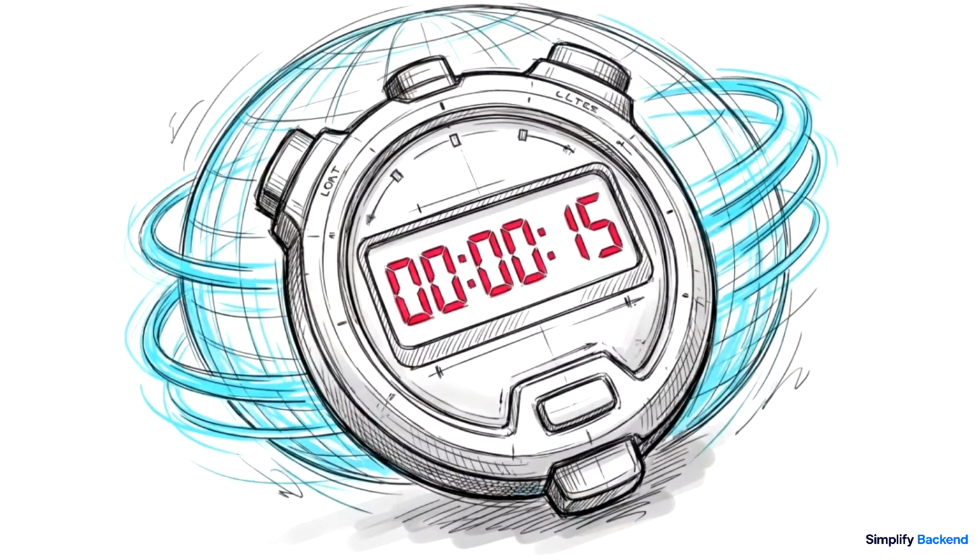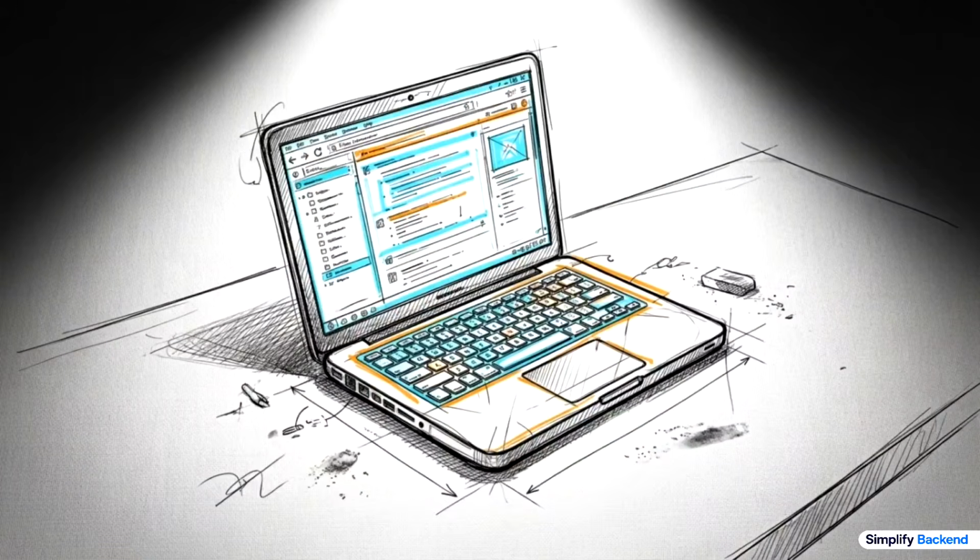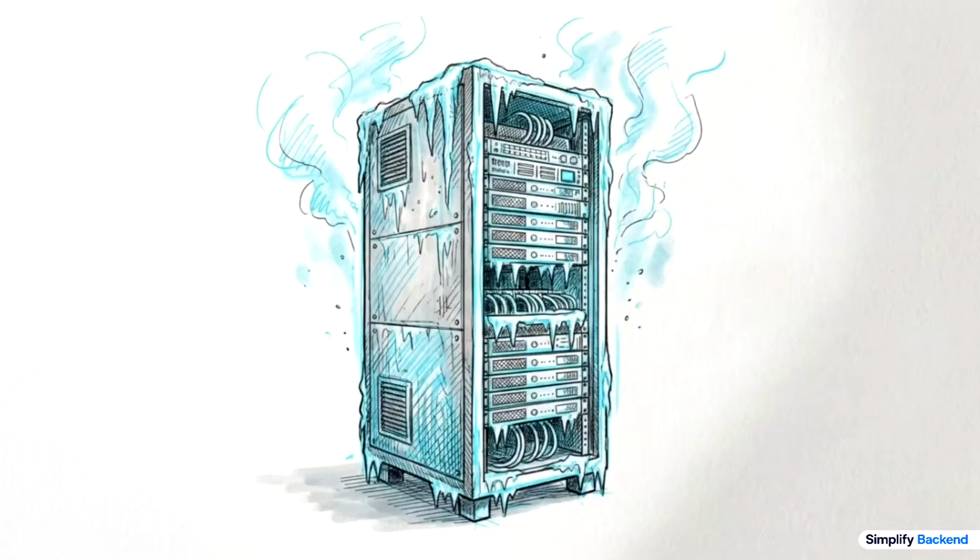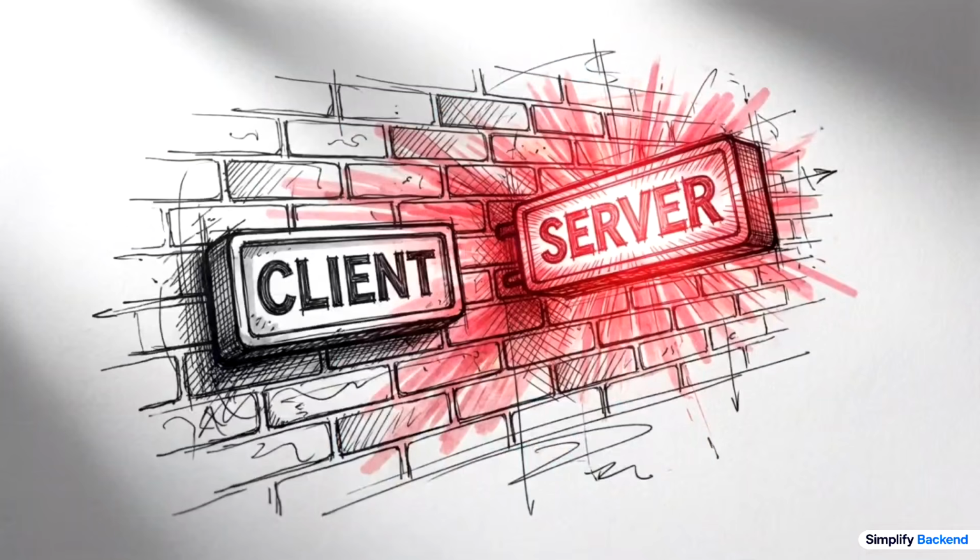There is a pervasive misconception that a client is strictly a laptop browser and a server is a rectangular metal box sitting in a refrigerated data center. Because these are behavioral roles rather than physical objects, these states are transient. They shift instantly depending on the interaction.